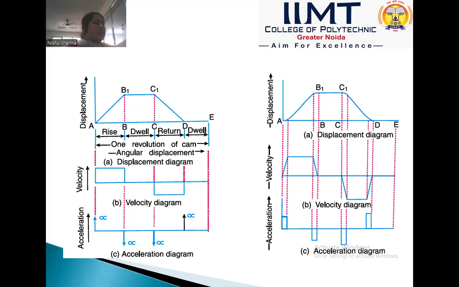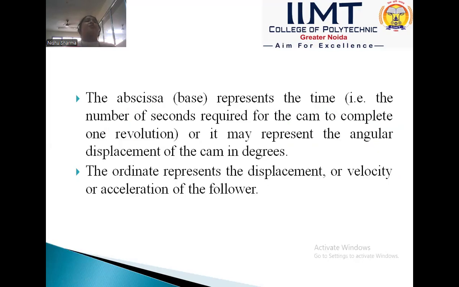For making the diagram, we use an x-axis and a y-axis. The x-axis, or abscissa base, represents the time, that is the number of seconds required for the cam to complete one revolution, or it may represent the angular displacement of the cam in degrees. The ordinate, that is the y-axis, represents the displacement, velocity, or acceleration of the follower.